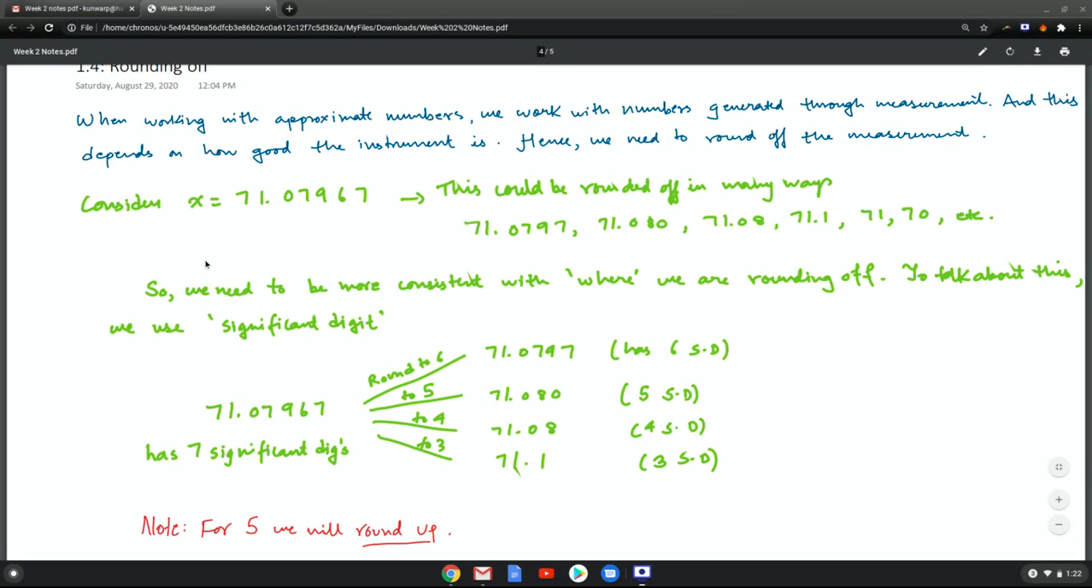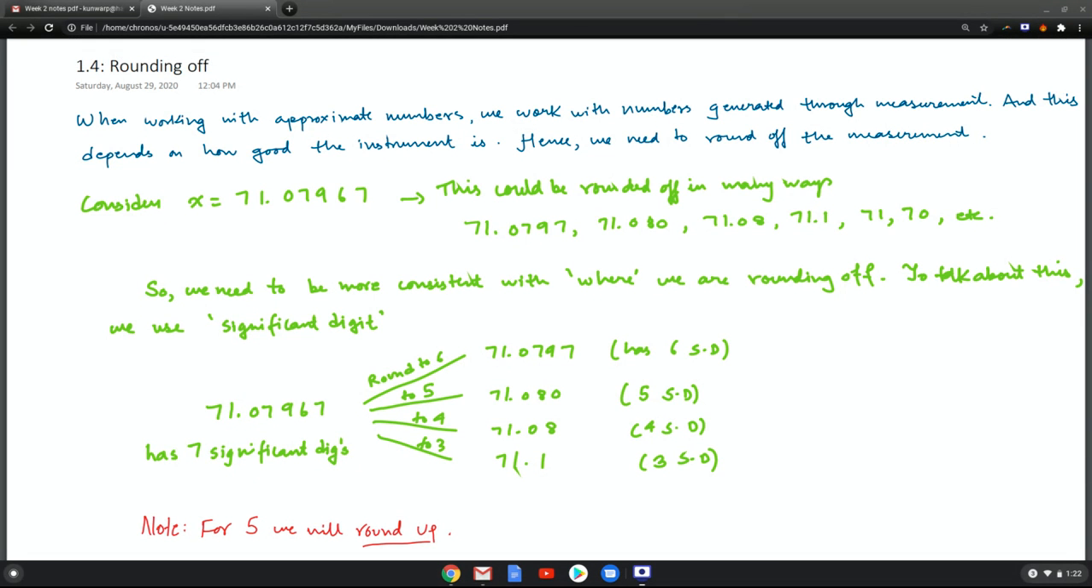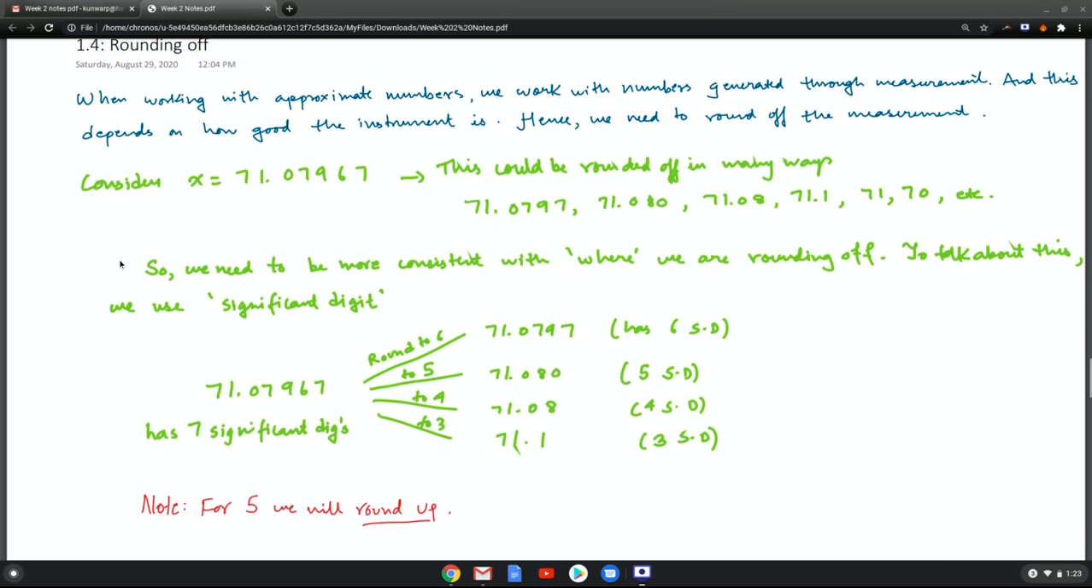Let's say you consider x equals 71.07967. Now, this could be rounded off in many ways. I could round it to 71.0797, 71.080, 71.08, 71.1, 71, 70, 100, etc. So we need to be consistent with where we are rounding off.